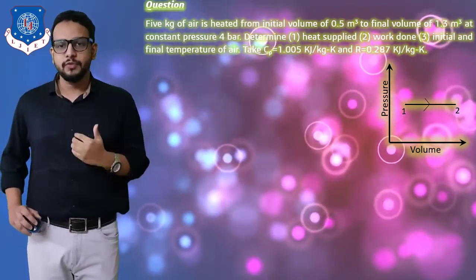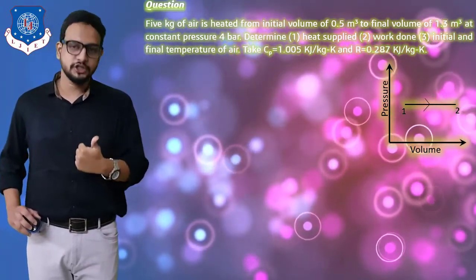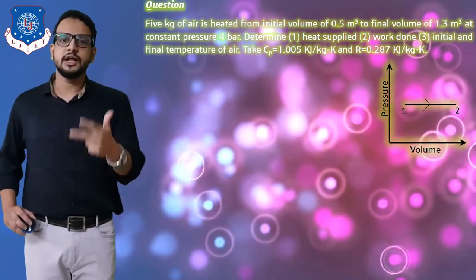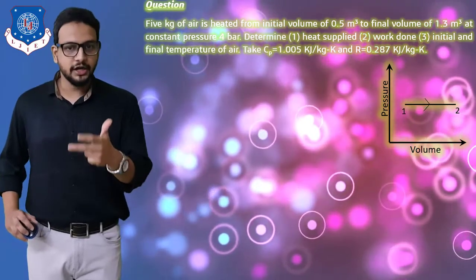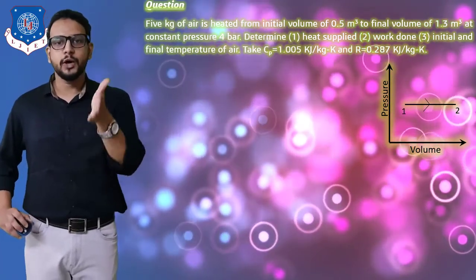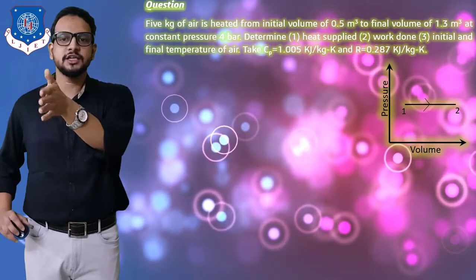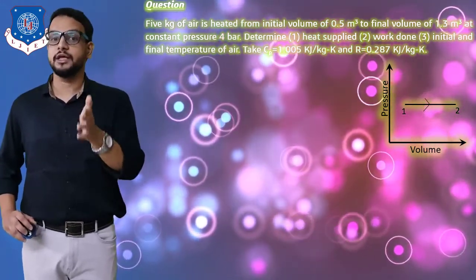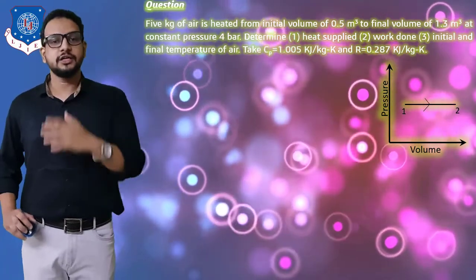We need to determine first the heat supplied, second the work done, third the initial and final temperature of air. We need to take Cp is equal to 1.005 kilojoule per kg Kelvin and R is equal to 0.287 kilojoule per kg Kelvin. So this is mentioned in the question.